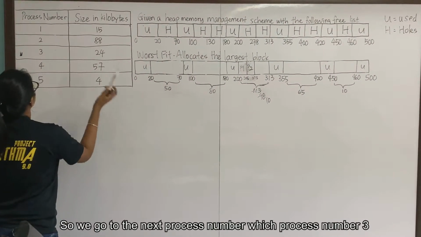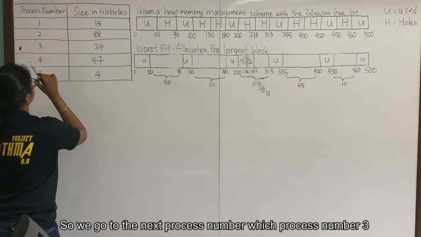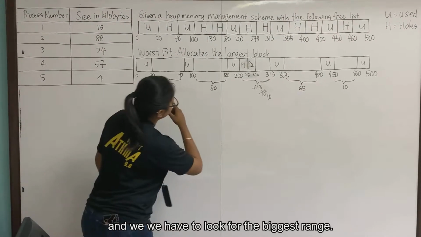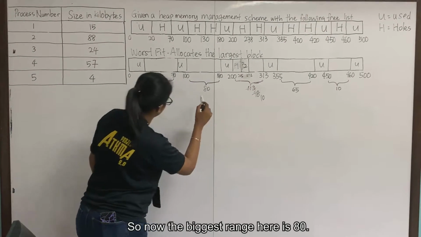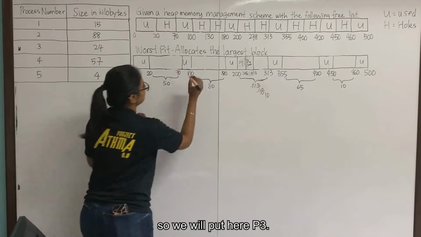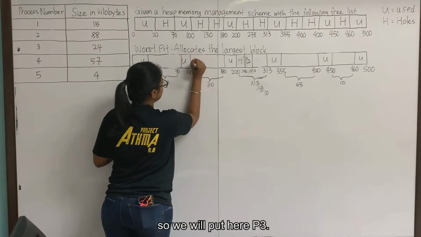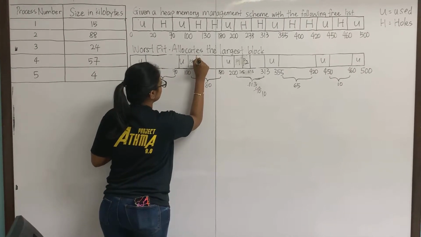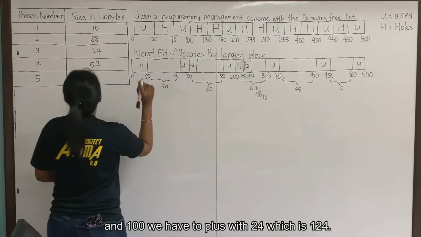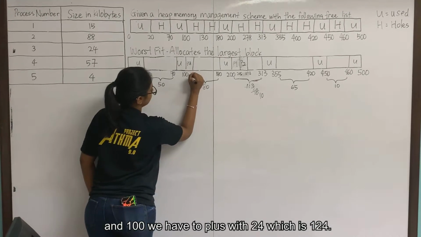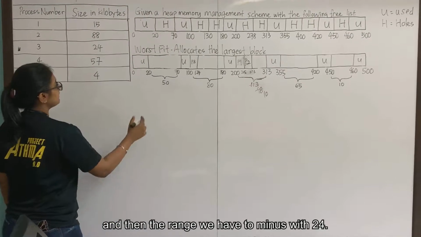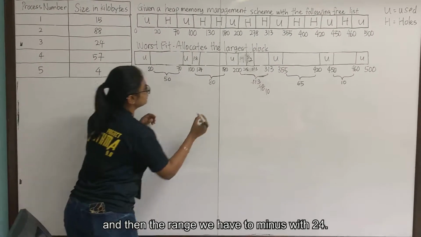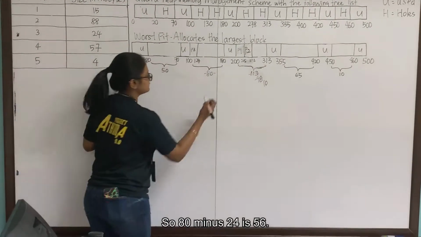So we go to the next process, which is process number 3, and we have to look for the biggest range. Now the biggest range here is 80, so we'll put P3 here, and then 100 plus 24 will be 124, and then for the range we have to minus 24, so 80 minus 24 is 56.